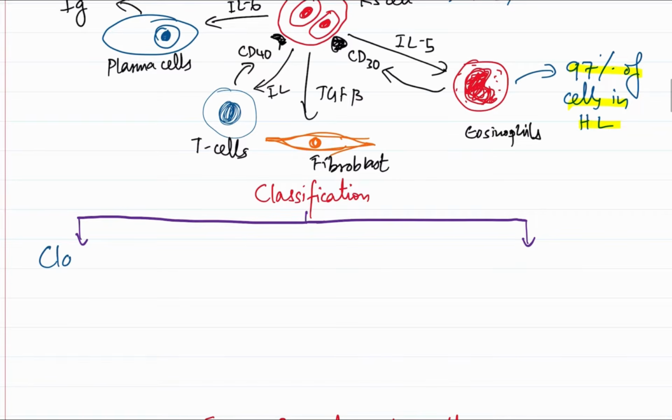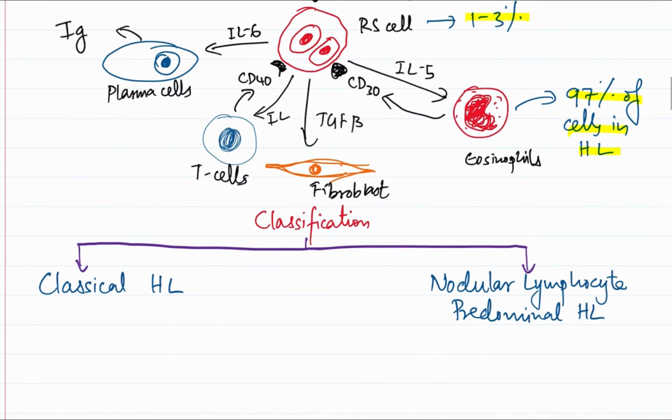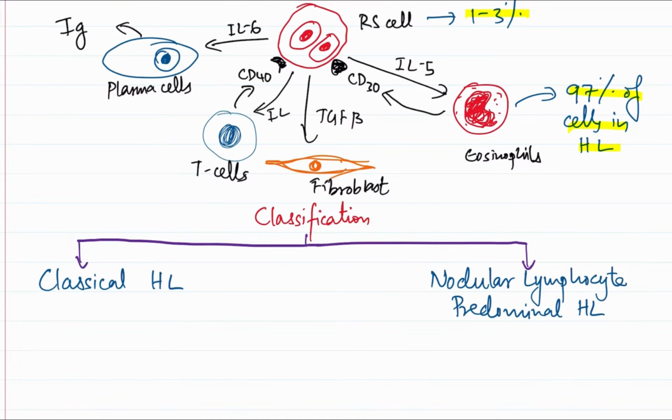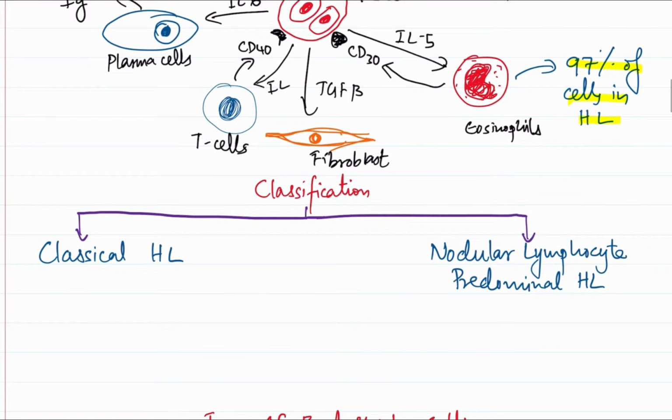So classification of Hodgkin's lymphoma is into 2 types. One is the classical Hodgkin's lymphoma, classical HL, and the other one is the nodular lymphocyte predominant HL. So we will discuss each of these. Now what is the classification based on? The classification is based on the type of RS cell. Actually, RS cell is not just a single type. There are different types of RS cell, which we'll discuss next.